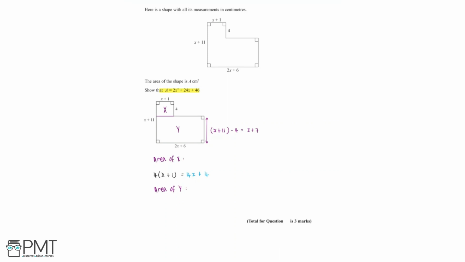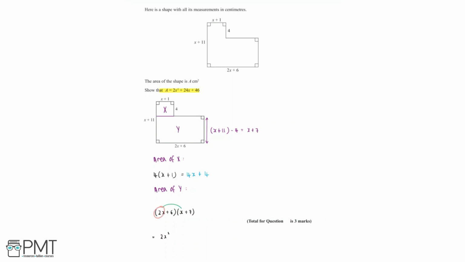The length multiplied by the width would be 2x plus 6 multiplied by x plus 7. To find the area of Y, we do 2x plus 6 multiplied by x plus 7. And so we can expand these double brackets. We'll start by finding 2x multiplied by x, which is equal to 2x squared.